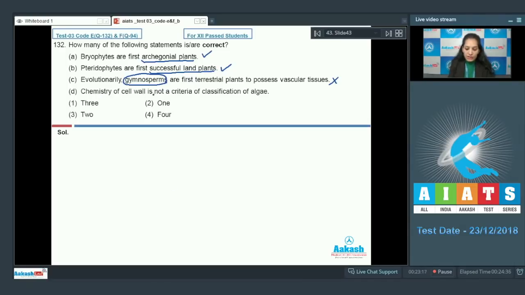D. Chemistry of the cell wall is not a criteria. No, it's a criteria of classification of algae. On the basis of nature or the composition of the cell wall, the classification of algae was done. It is one of the criteria. So 2 statements are correct and 2 are incorrect. But you have to find out the correct ones, so 2 statements are correct. So the correct option for the given question is option number 3. Let's move on to the next question.